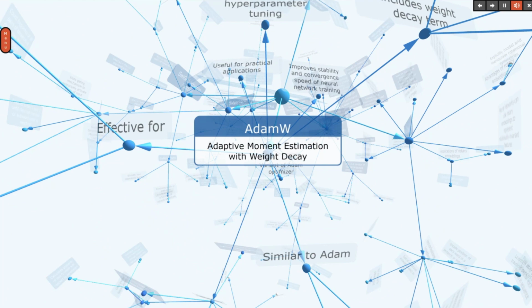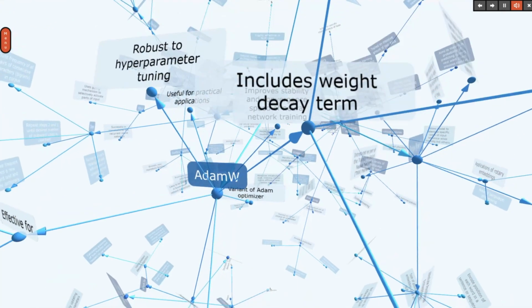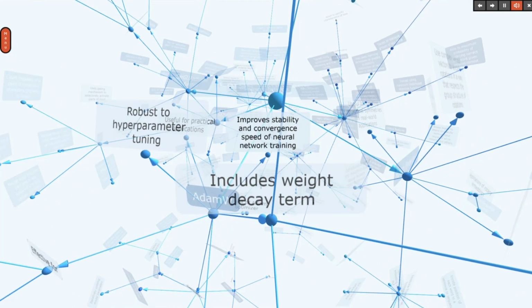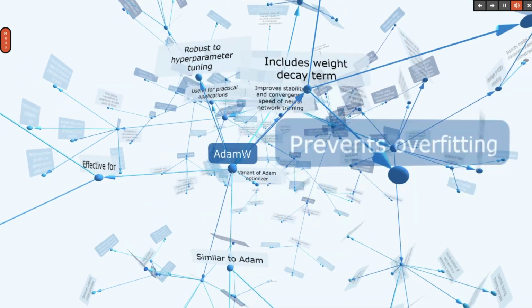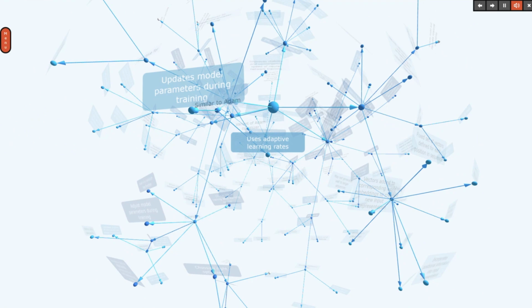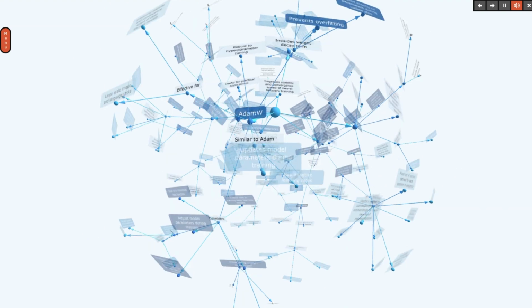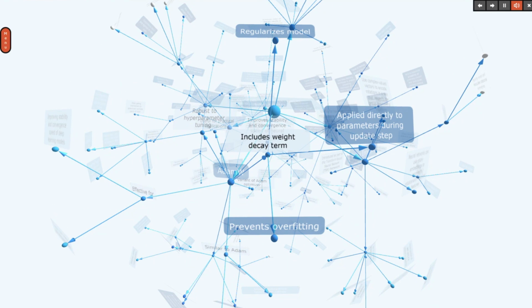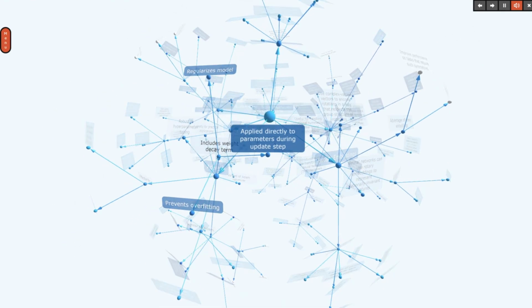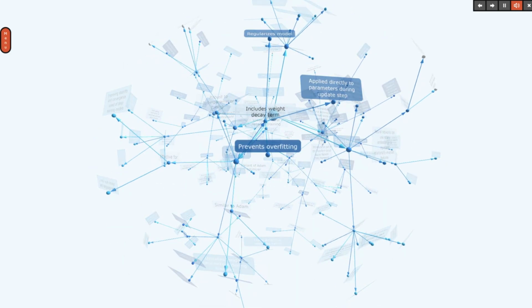AdamW. Adaptive moment estimation with weight decay. Variant of Adam Optimizer. Improve stability and convergence speed of neural network training. Similar to Adam. Uses adaptive learning rates. Updates model parameters during training. Includes weight decay term. Applied directly to parameters during update step. Regularizes model. Prevents overfitting.